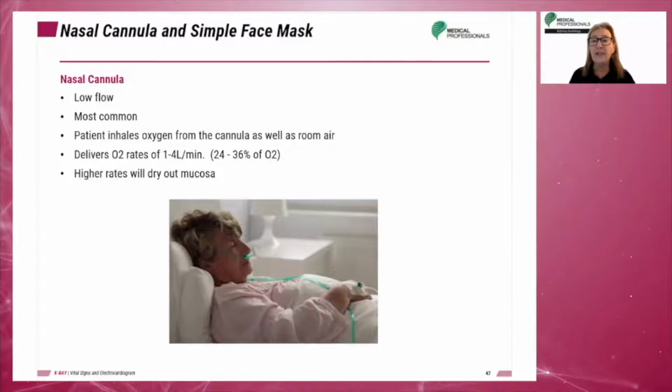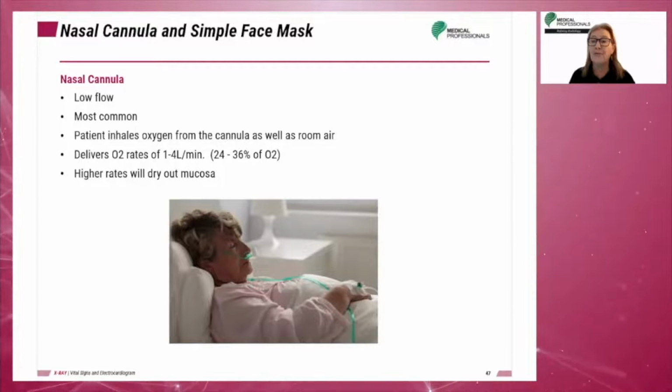The most common low flow rate delivery system is the nasal cannula or prongs. The patient inhales oxygen from the cannula as well as room air. It consists of two soft prongs attached to the oxygen supply tubing. The prongs are inserted into the patient's nares, and the tubing is secured to the patient's face.